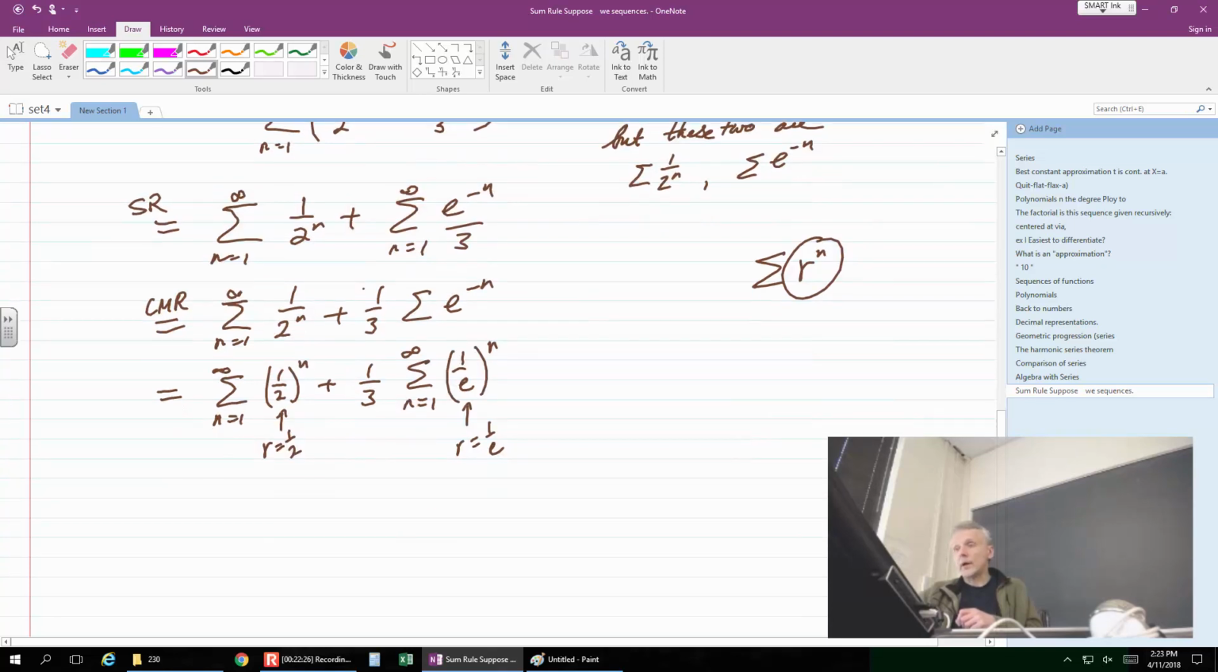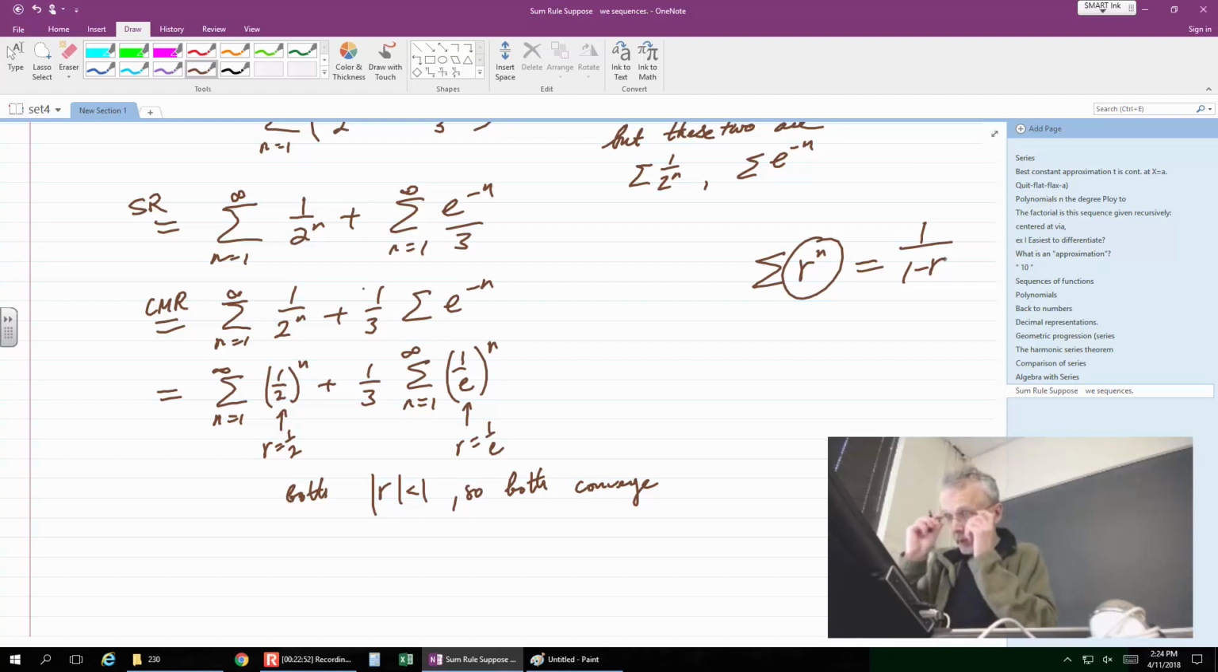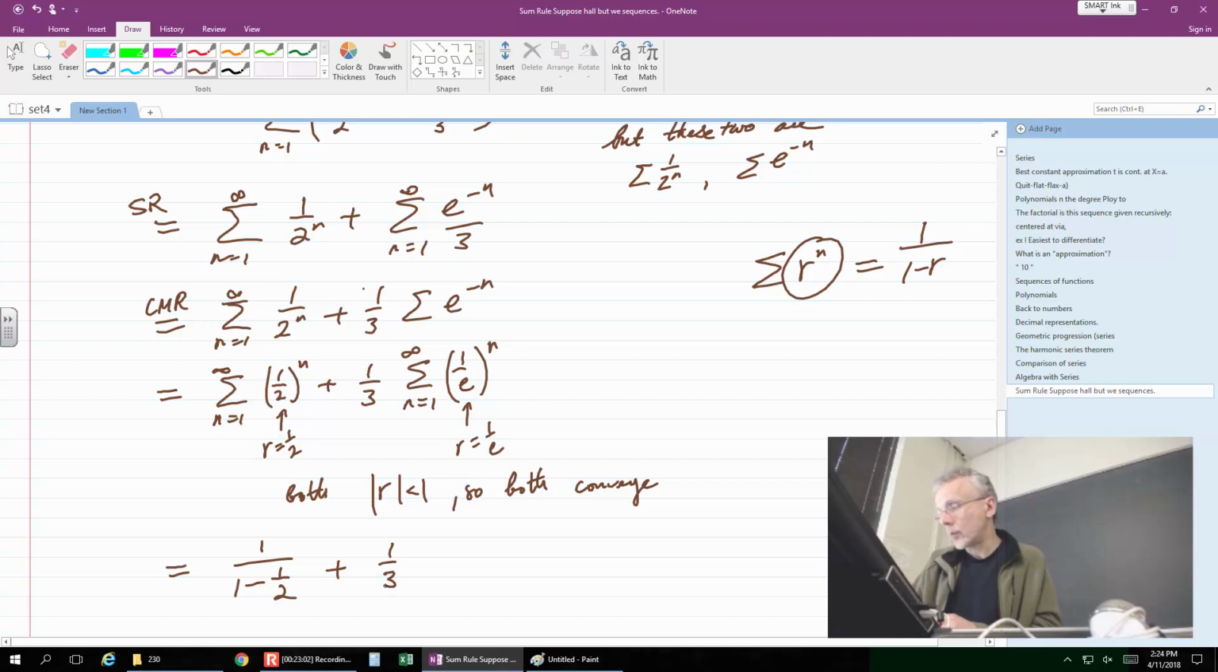Then we are going on to the theorem about geometric series. Both of them are between -1 and 1, so both converge. And we have a formula, so the summation is 1 over 1 minus r whenever the ratio is between -1 and 1. And so what we end up with is the first one is 1 over 1 minus 1/2. The second one is still 1/3, and then I will have 1 over 1 minus 1 over e. Okay? So that's the answer.